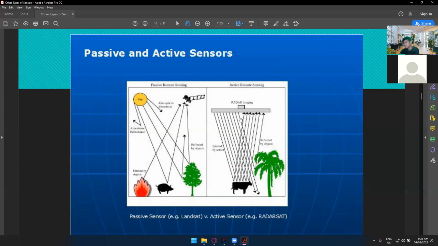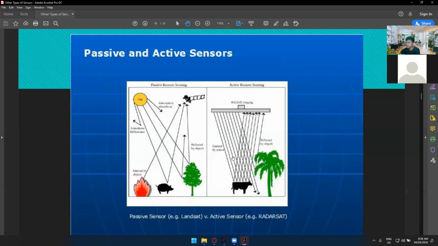While on the other hand, active remote sensing doesn't require the sun. So you'll see here that even though there is no sun, it can provide its own lighting, its own reflective lights, wherein it can check what this thing is, how big, how large, how far the thing is, and so on and so forth. This one is emitted by the sensor, not coming from the sun itself. So that's the difference between passive and active sensors.